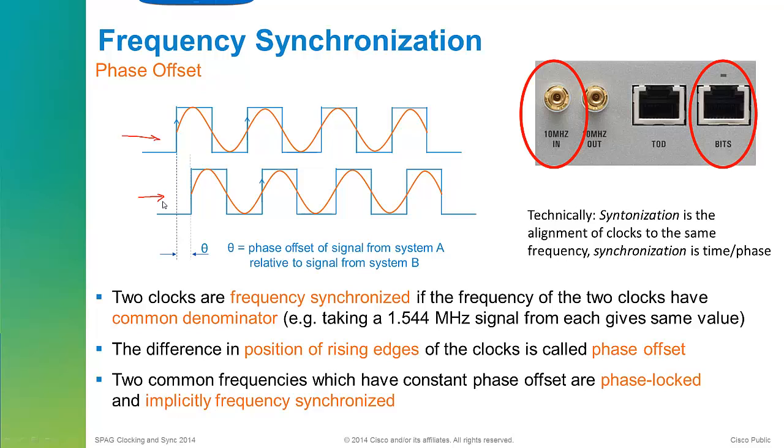You know, if you are driving a car down a road and you're always 100 meters behind the car in front, then you're going the same speed. And it's sort of the same principle. If you always have the same phase offset between two signals, then you are frequency synchronized. You're running at the same frequency.